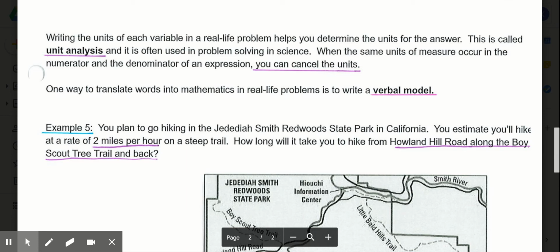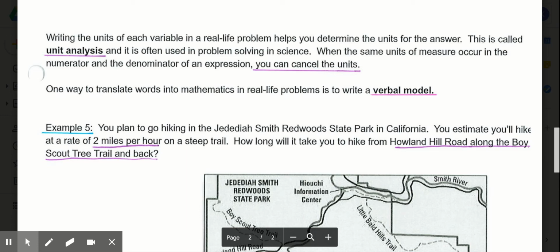When the same units of measure occur in the numerator and the denominator of an expression, you can cancel the units. So numerator being the top, denominator being the bottom if we're dealing with a fraction.